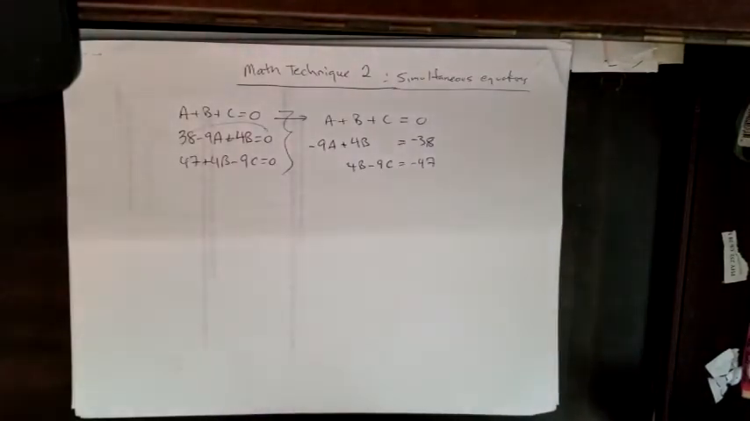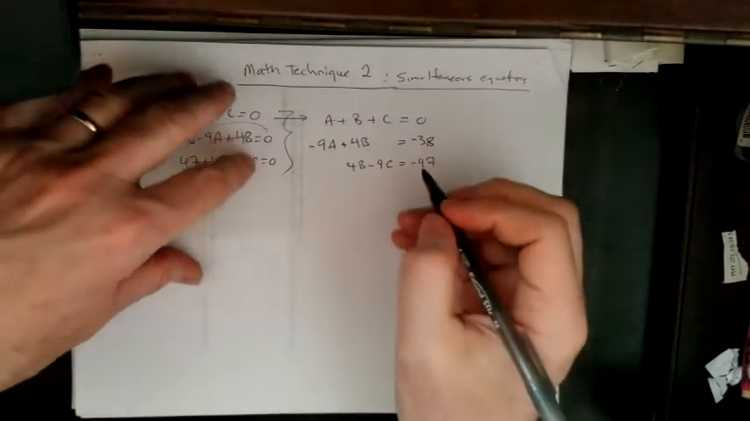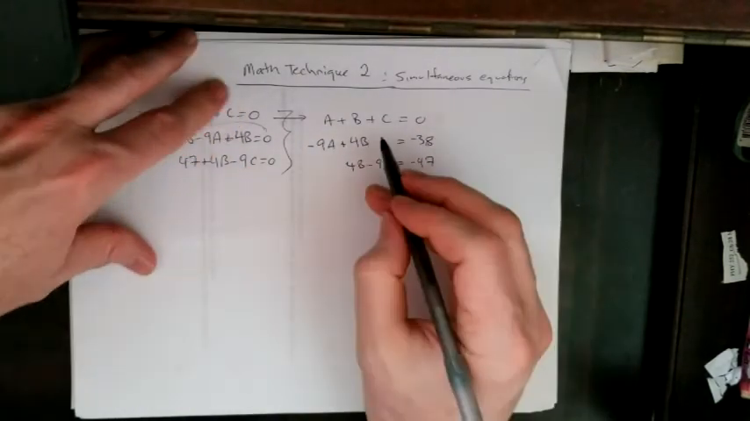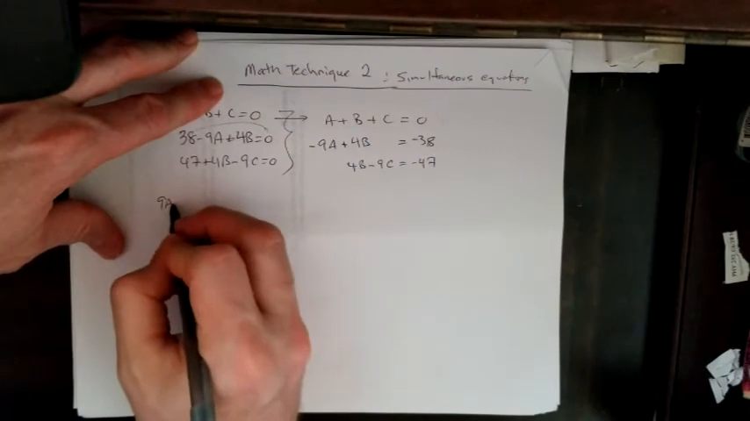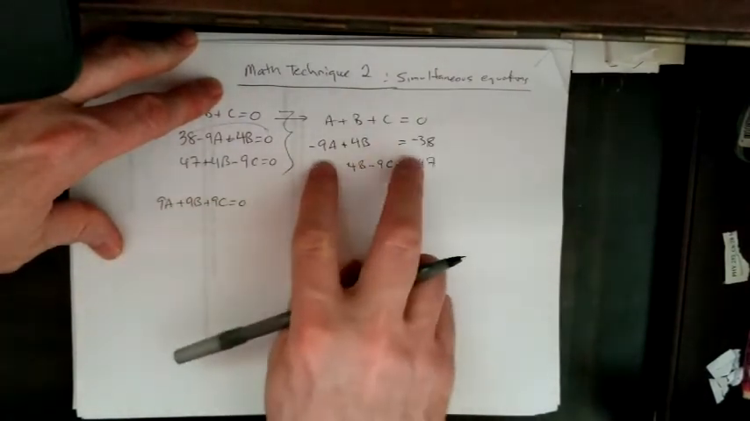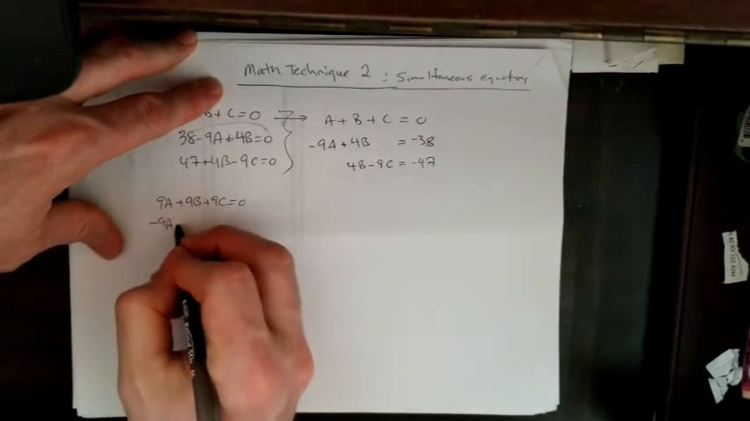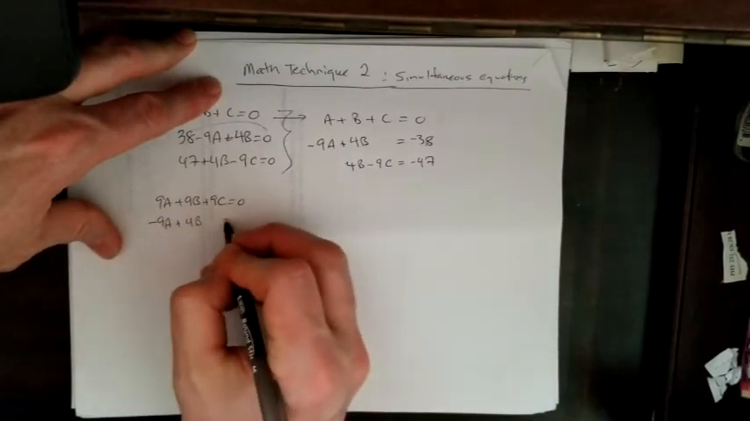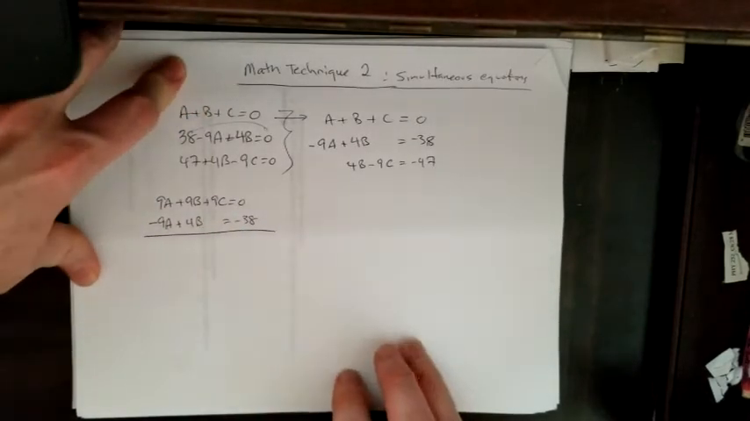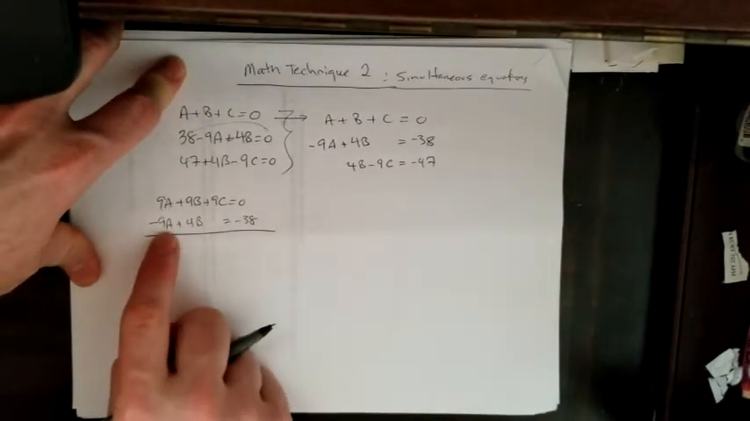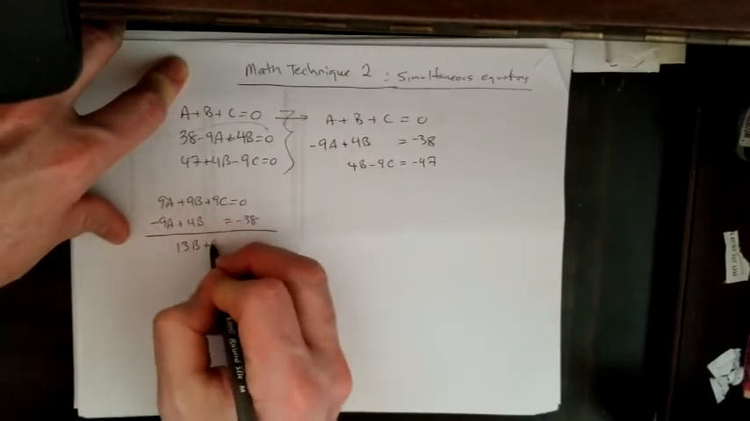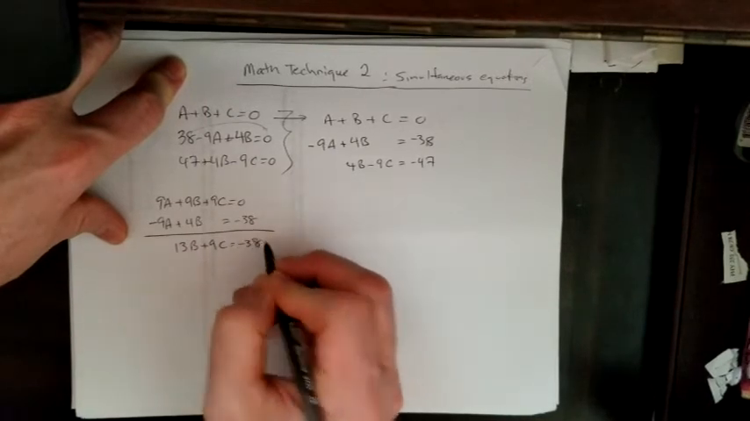I'm trying to combine things so that they simplify. And so what I'm going to do is multiply this top equation by 9. And so I have 9A plus 9B plus 9C equals 0. I'm going to take the second equation here, negative 9A plus 4B equals negative 38. And then I add the two equations together. The whole point is to get rid of an unknown. So now I have 9A and a negative 9A. That cancels out. So I'm left with 13B plus 9C is equal to negative 38.